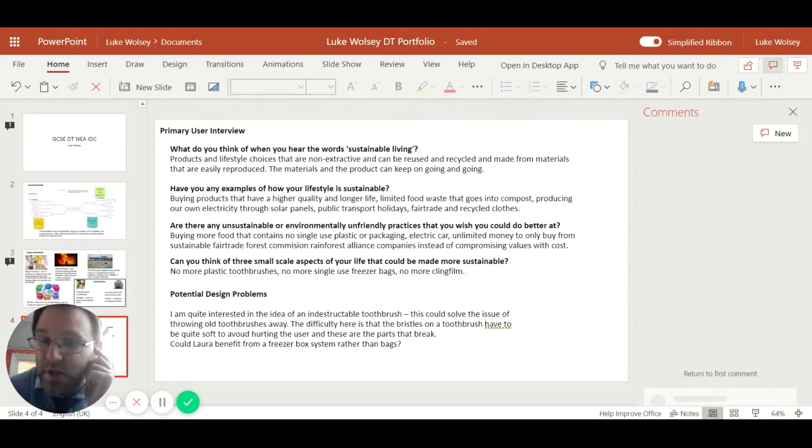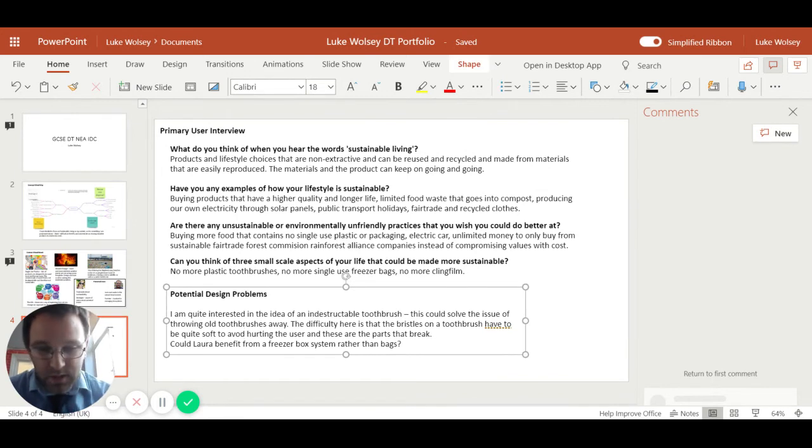And I've said I'm quite interested in the idea of an indestructible toothbrush. This could solve the issue of throwing old toothbrushes away. The difficulty here, of course, is that bristles on a toothbrush have to be quite soft to avoid hurting the user, and these are the parts that break. If it's something I can explore and try and design a solution to, that would be great. Another option is, could Laura benefit from a freezer box system rather than bags? That could be something as well.